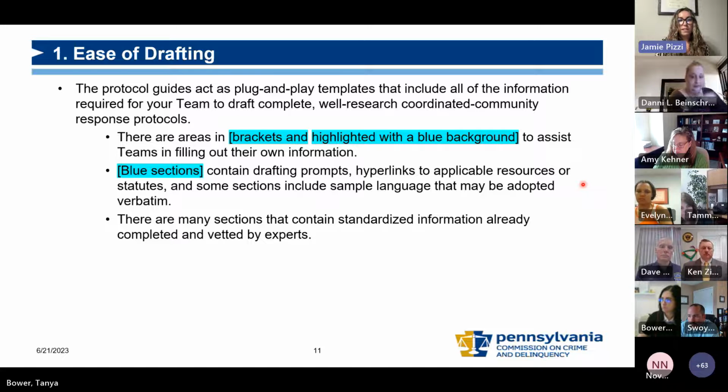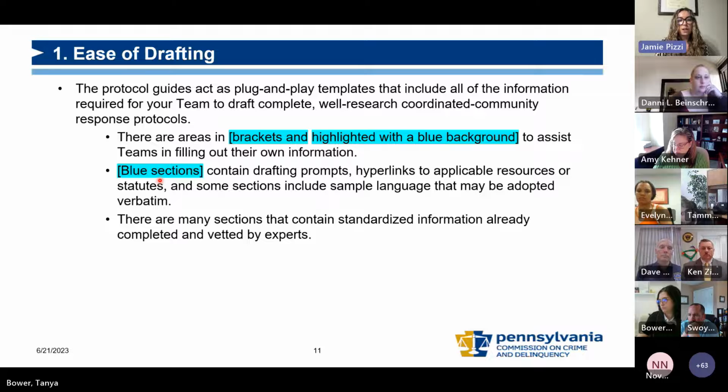The protocol guides act as plug-and-play templates that include all of the information required for your team to draft complete, well-researched, coordinated community response protocols. This is accomplished by following the guide's directives. For example, there are areas in brackets and highlighted with a blue background to assist teams in filling out their own information. These blue sections contain prompts, hyperlinks to applicable resources or statutes, and some sections even include sample language to assist in drafting that may also be adopted verbatim.